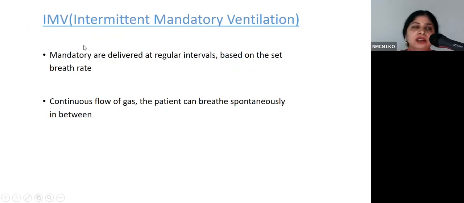So coming to the mandatory IMV first, these were the primitive kind of modes where mandatory breaths are delivered to the patient at regular intervals based on the set breath rate. And if the patient wants to breathe in between the ventilator breaths, it becomes an asynchrony.